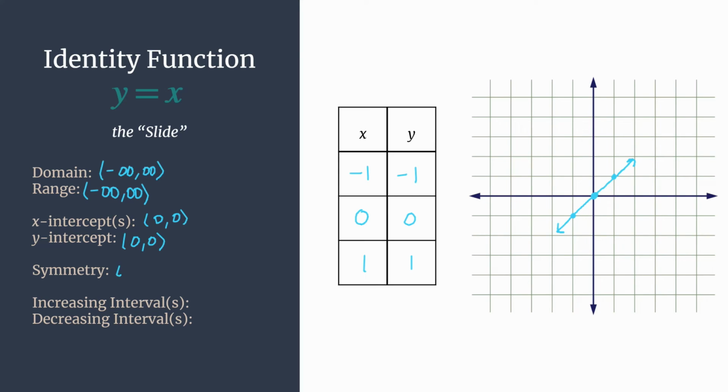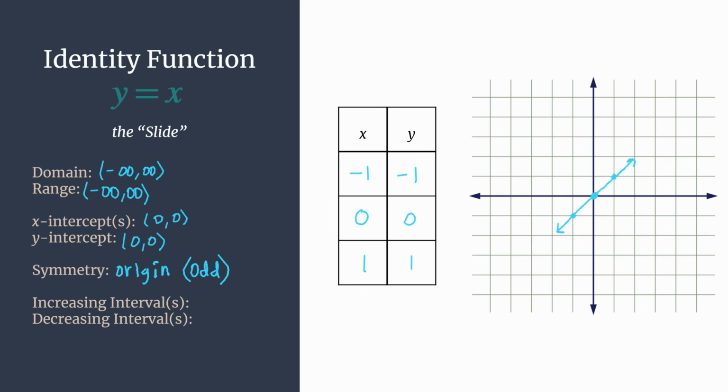So we have origin symmetry. When a function has origin symmetry, we can term this a special type of function. We give it the name odd. It's an odd function. If it had y-axis symmetry, you would have an even function. It's just something nice to know.